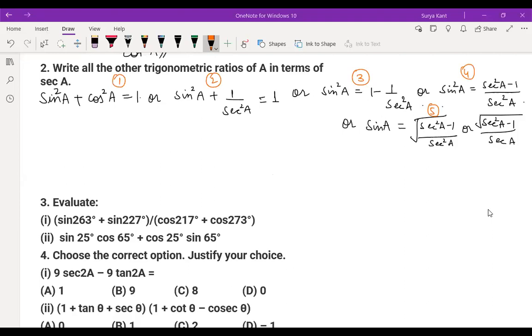See, fourth step, we have taken the LCM, children. See here, divided by 1 is here, no? I have taken just LCM of this. Here 1 is hidden over here. So 1 and sec square A, LCM is sec square A. Then you have to multiply here by sec square A and minus 1. Now it's clear. Child, it's clear. Tell me, those who are having doubt, they can ask.